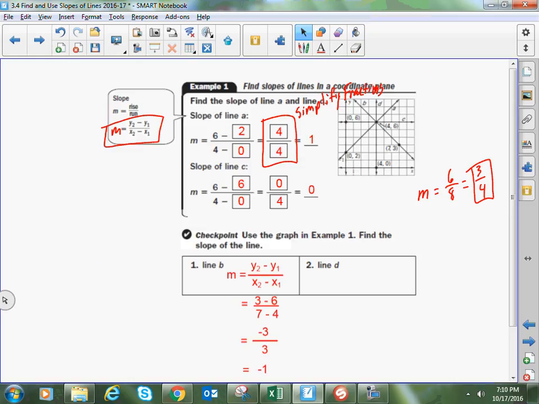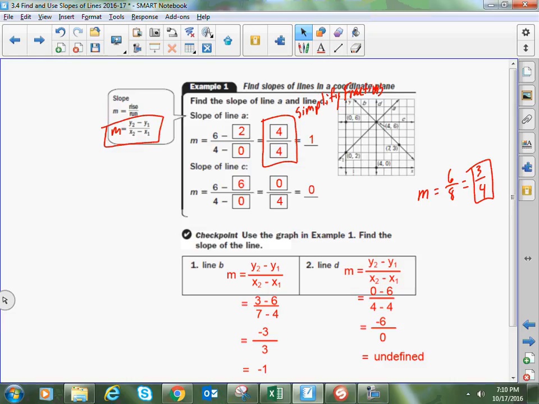So again, anytime I use a formula, I am going to write it down. So y2 minus y1 over x2 minus x1. Now here, they're kind of giving me a choice. I have the choice to call which one I want to have as point 1 and point 2. So I decided to make 7 and 3 the second point and 4, 6 the first point. And when you do the math, we get negative 3 over 3. That simplifies to be a slope of negative 1.